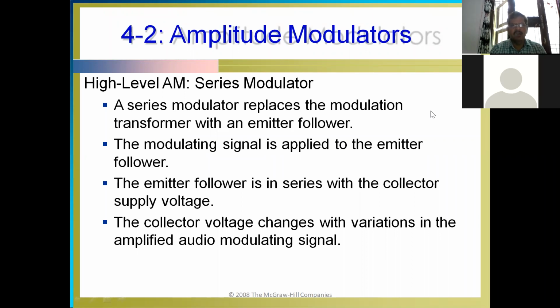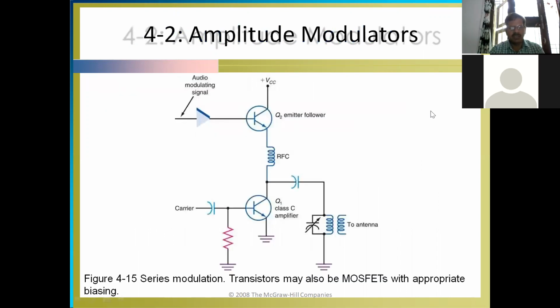Okay, emitter follower which has unity gain, or voltage follower. So the modulating signal is applied to the emitter follower. The emitter follower is in series with the collector supply voltage, and the collector voltage changes with the variation in the amplified audio modulating signal.